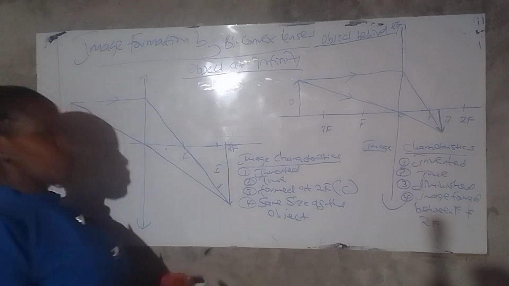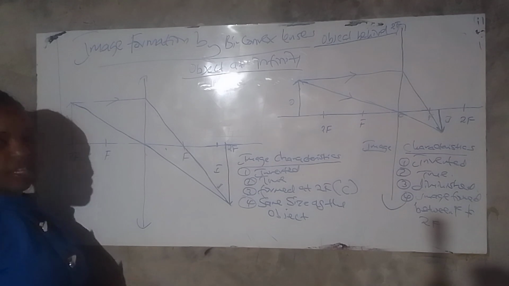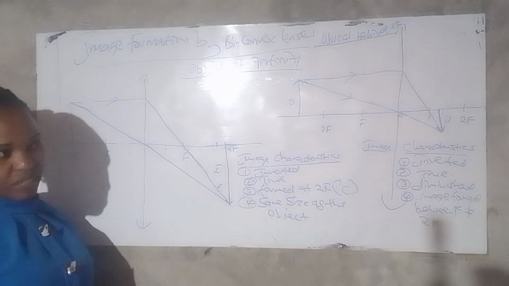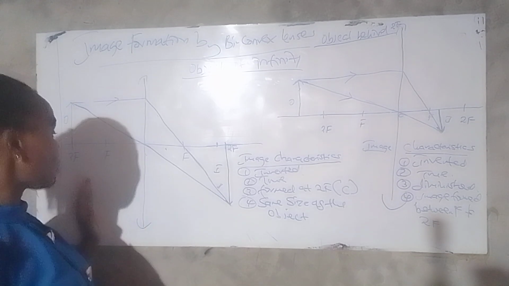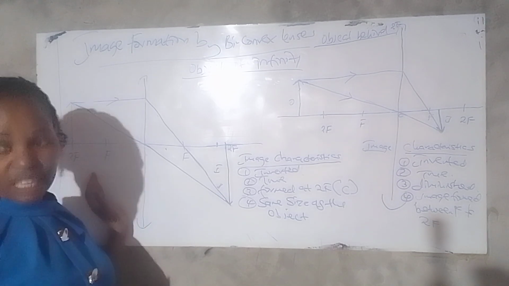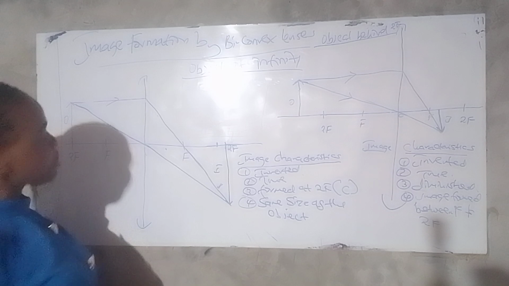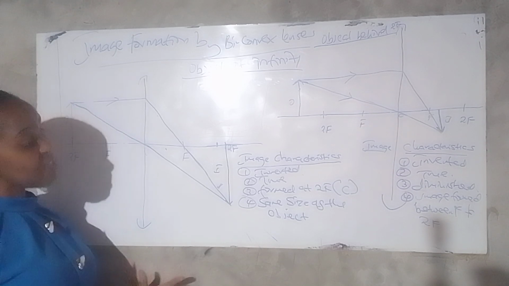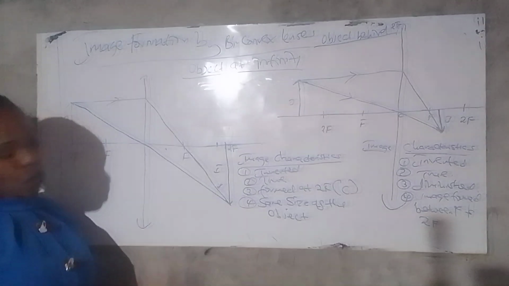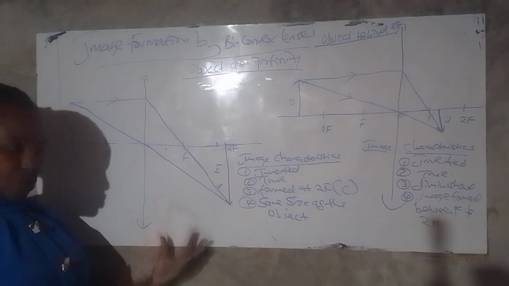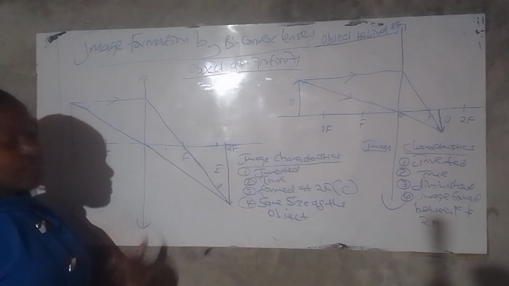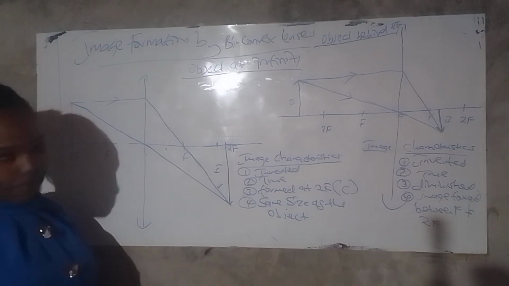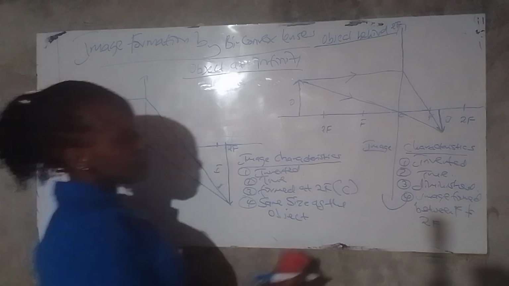Okay, so if you want an image that is the same size as the object, then for a converging lens, you put the object at the center of curvature. So when the object is at 2F, then the image will also form at 2F. What else? The image will be true, and so it will be inverted, and it will be the same size as the object. Okay, now let's look at the other one.